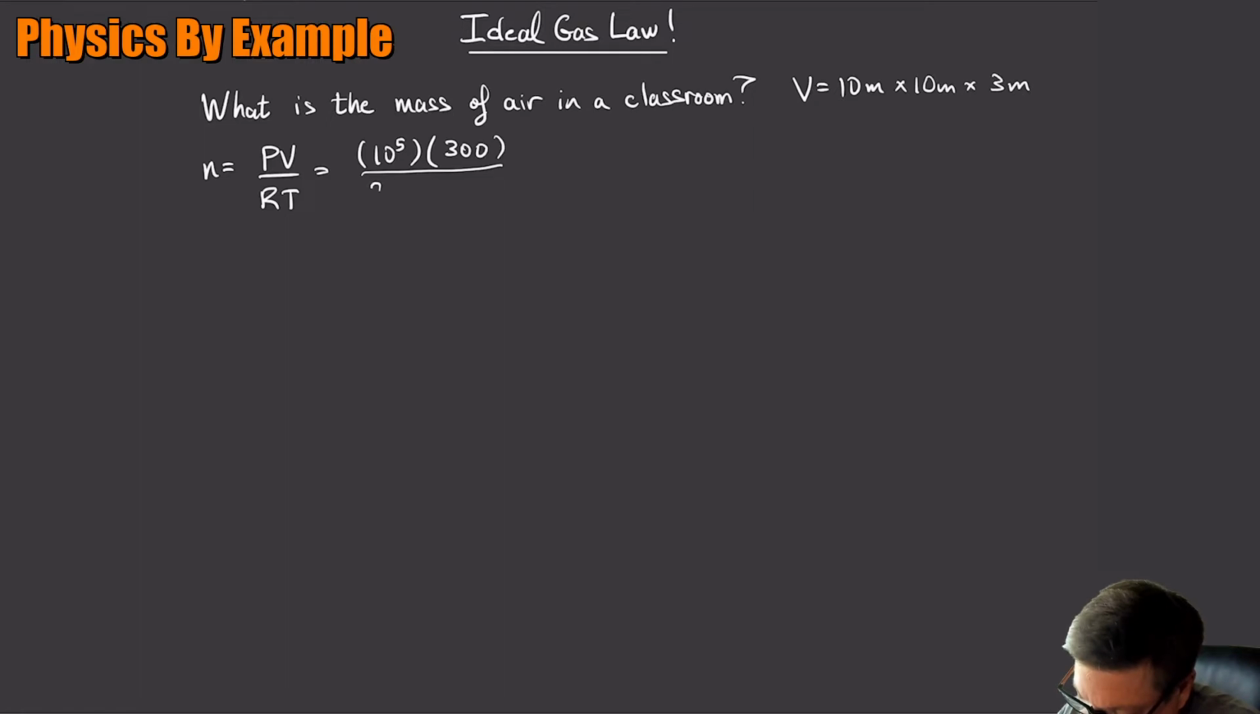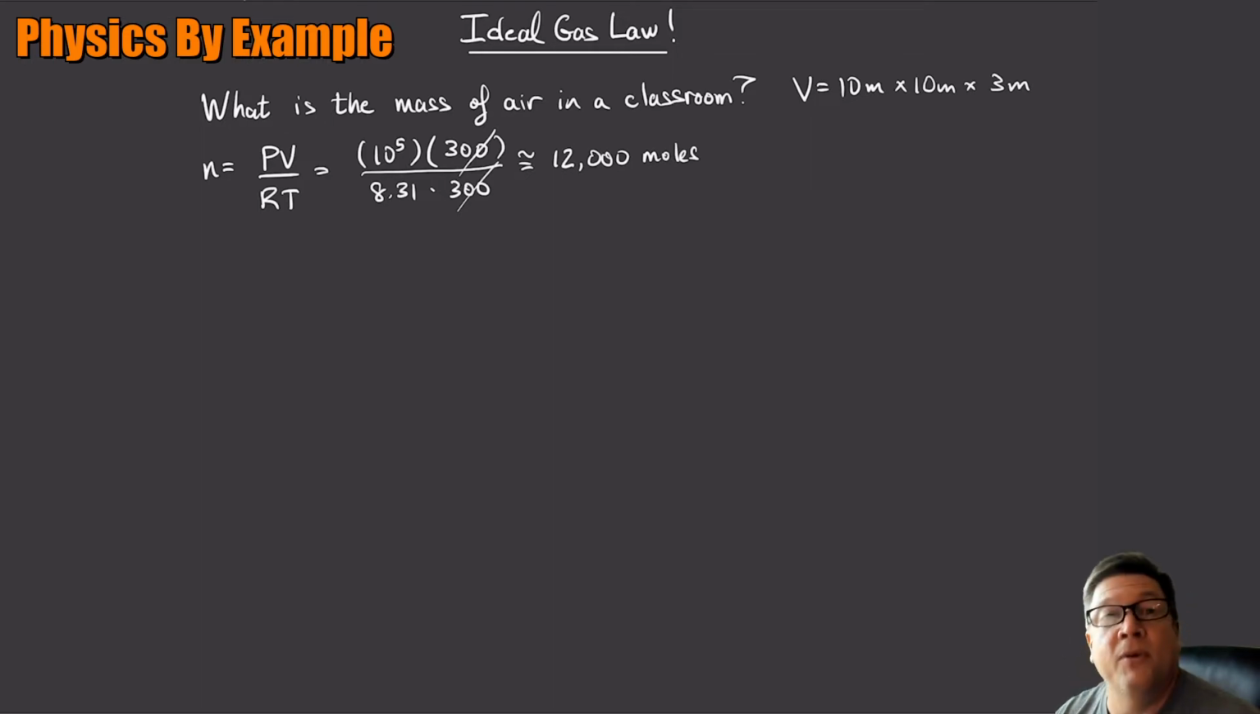R was 8.31, and the temperature is going to be 300. Look at that, that makes things pretty easy to plug into the calculator, because the 300s just cancel. So 100,000 divided by 8.31 is something like 12,000. So there are 12,000 moles of air in the classroom.